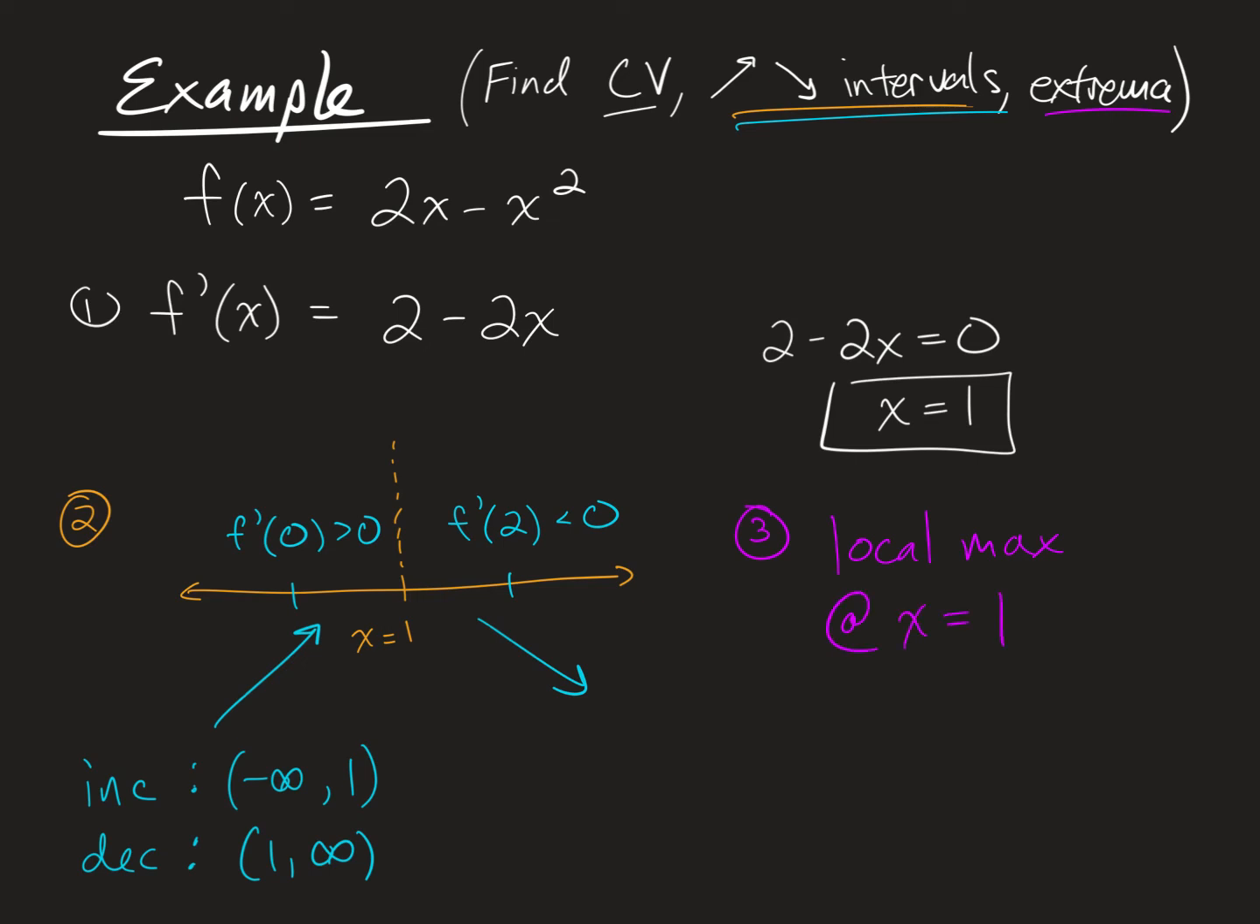But where is that local max? I mean, how high is it? Well, to figure that out, remember, we're using the derivative to describe the original function. So if we're trying to find the local max of the original function, we need to take that x value and substitute it into the original function. So if you substitute 1 in for x here, you'll have a local max of 1 at x equals 1.